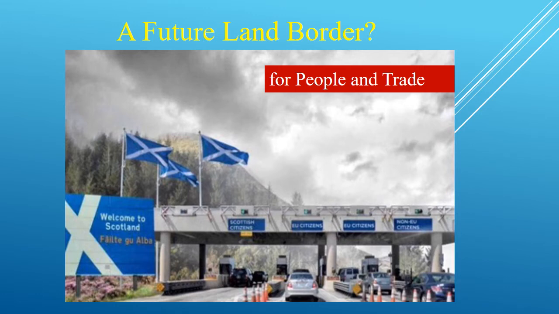This is how most people envisage a land border. The land border is to allow people and trade to cross it in a controlled way, to stop illegal goings-on and also to collect tax and monitor trade for tax purposes, also food hygiene purposes.